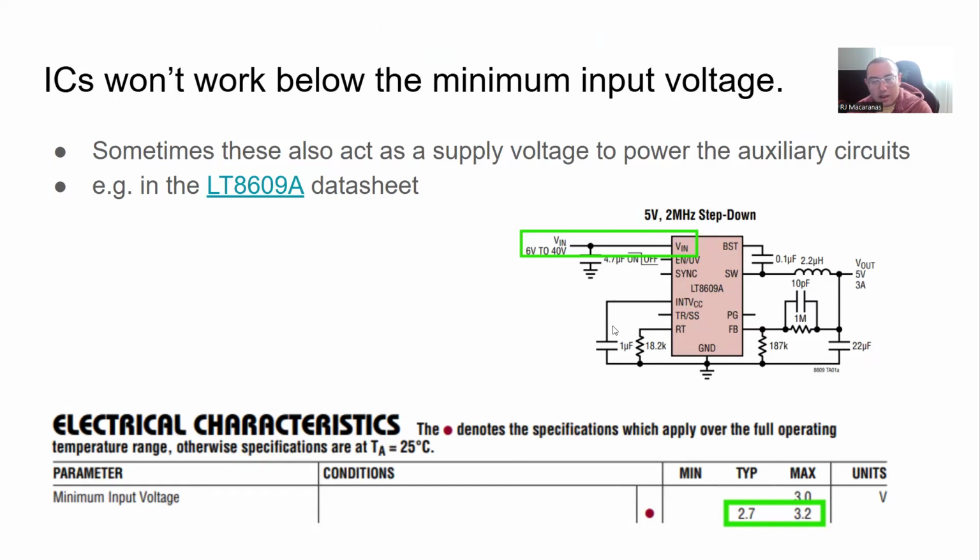But anyways, minimum input voltage here, in this case, we have a minimum of about 2.7. Again, these data sheets will typically specify a range of values. In this case, they specify the typical value and the maximum value. And in this case, the typical minimum input voltage is 2.7 volts.